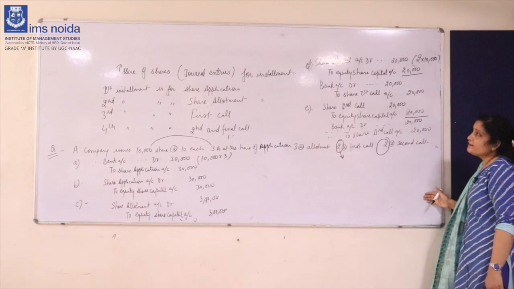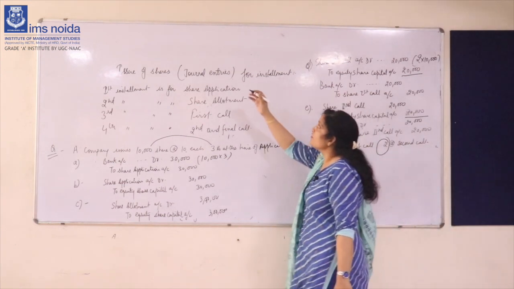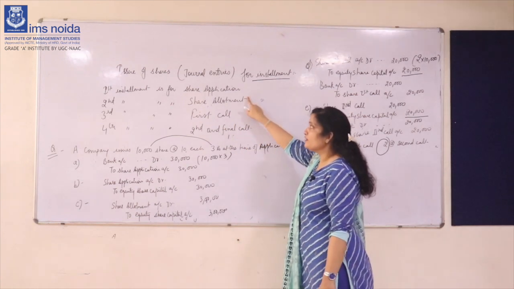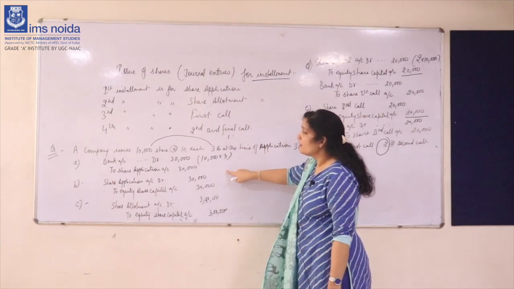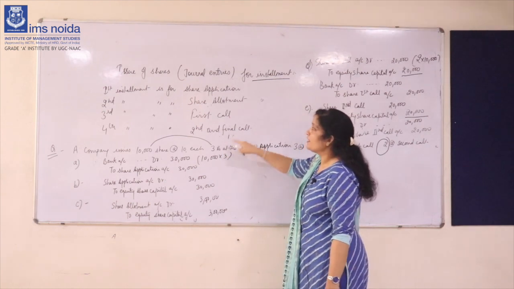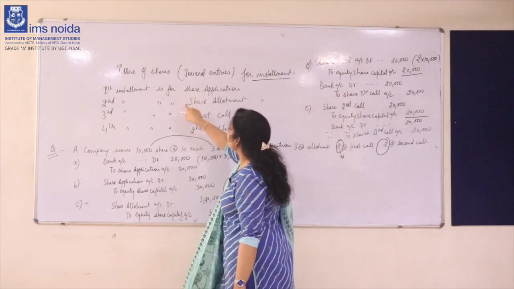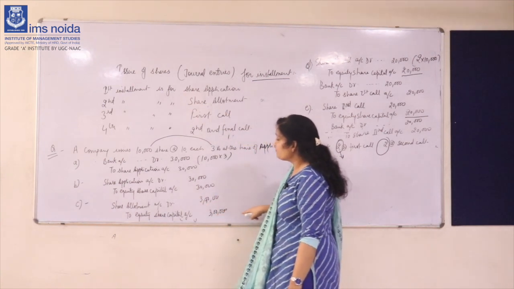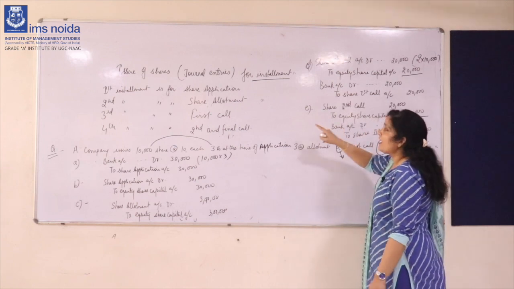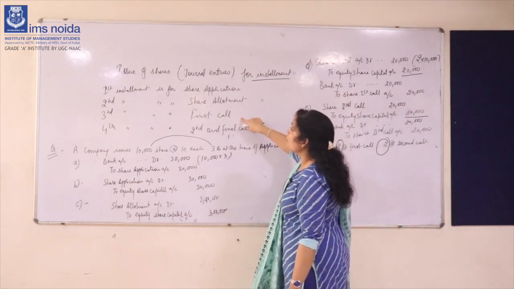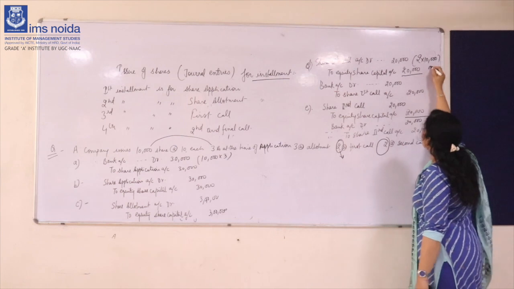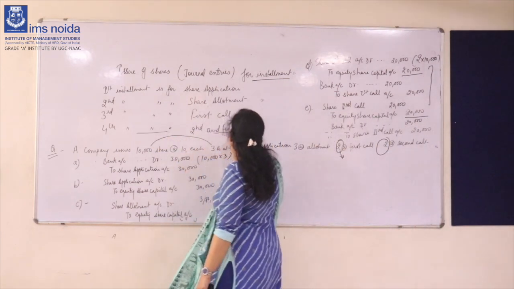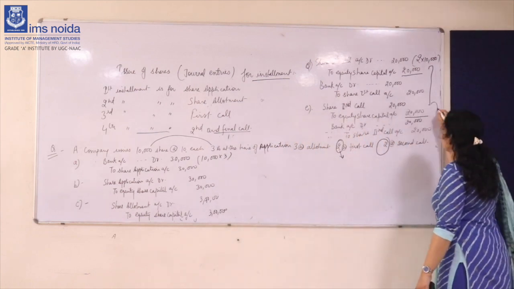So these will be the entries which we will pass when the shares are issued in installments, in which the first installment will be the share application. We have passed the entries for the first application. Now if we are talking about the second installment, which is known as share allotment, so for share allotment we will pass the entry like this, and for third, first call, we will pass the entry like this, and the fourth part, which is second or final call, we will pass the entry like this.